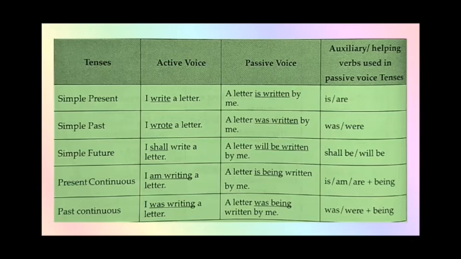In the past continuous tense, the active voice is I was writing a letter. Now, while changing it into a passive voice: a letter was being written by me. You can see we have past as well as continuous, by being. So the auxiliary verb used here is was or were plus being. So in this sentence we have used was being.